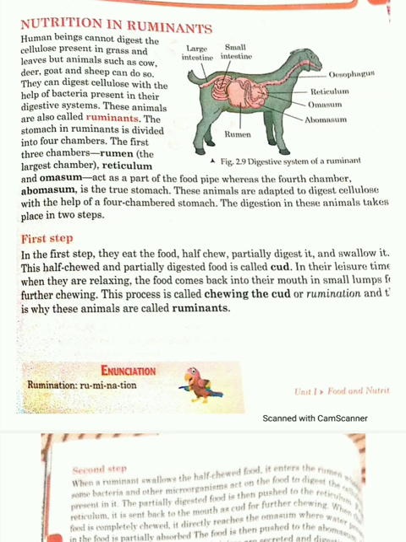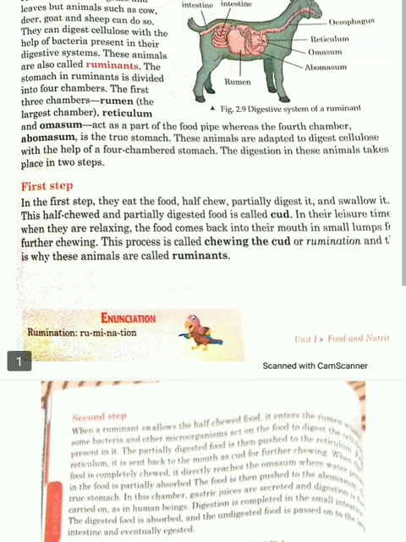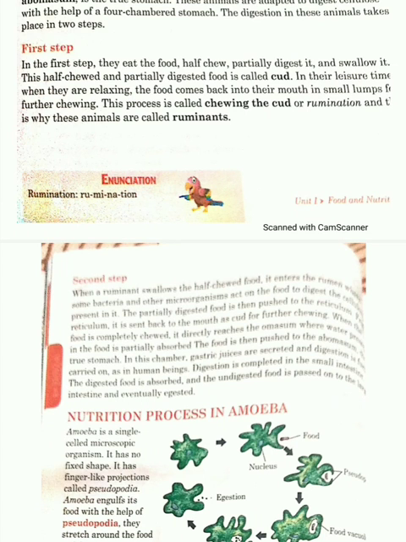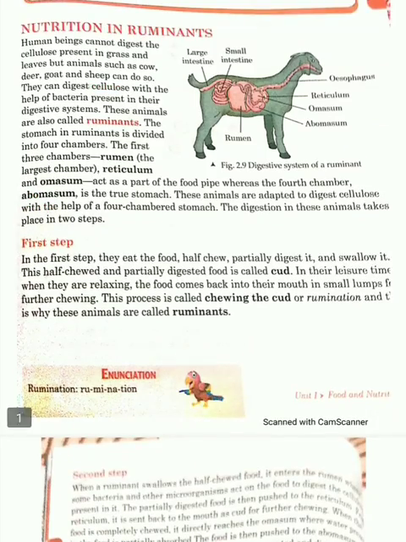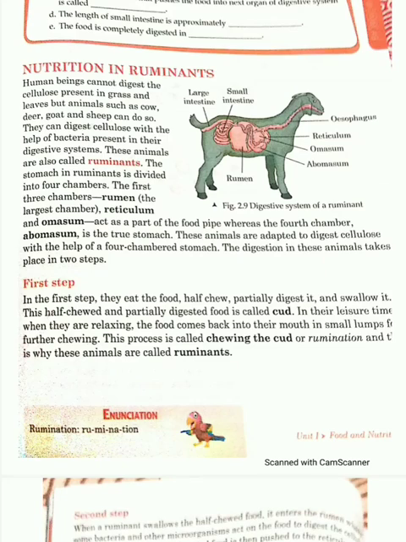And our nutrition in ruminants has two digestion steps. In the first, they engulf the food inside, and in the second step, with the help of digestive enzymes, they again digest the food and use it in their body. So I think this topic is clear to you all.